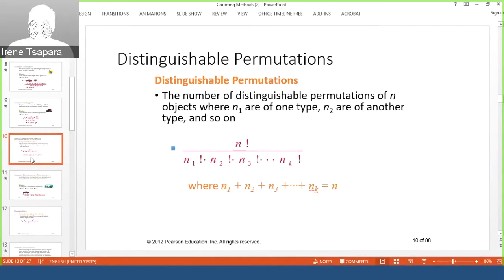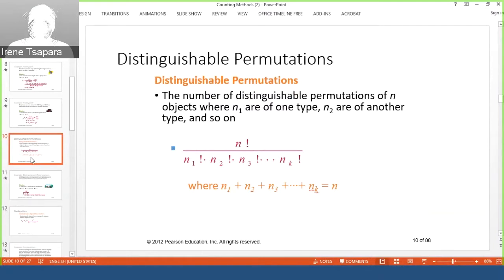So Mississippi has 10, I think. Mississippi has 11 letters. So the n is 11 in this case, 11 factorial. And on the denominator, n1, n2, and n3 describe the number of letters that we have in each category.